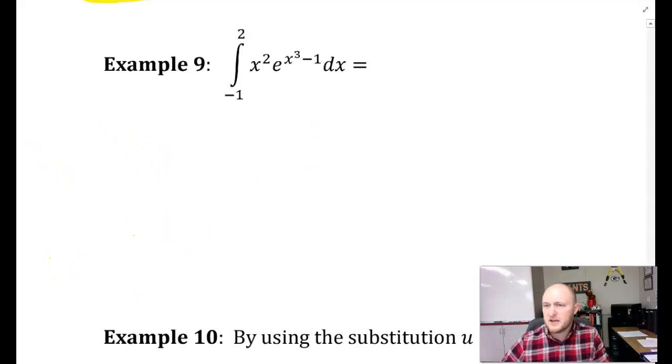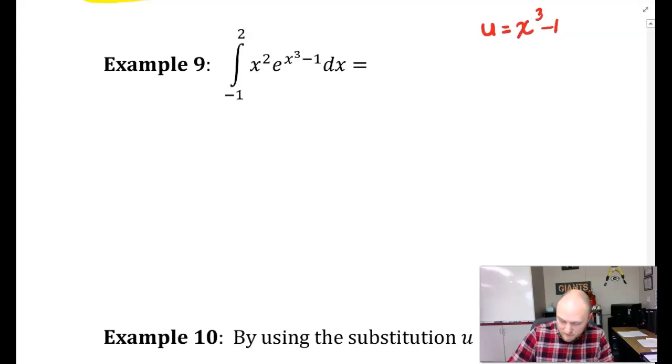The integral from -1 to 2 of x squared e to the power of x cubed minus 1 dx. The hardest part is nailing what u is. Your u should have been the exponent, x cubed minus 1. Now, you know you're doing this right because the derivative of this is 3x squared dx.